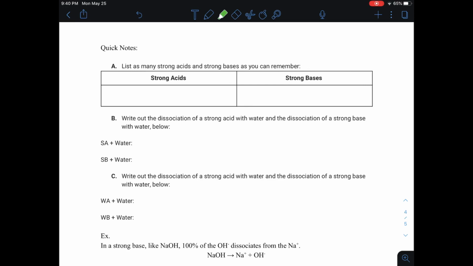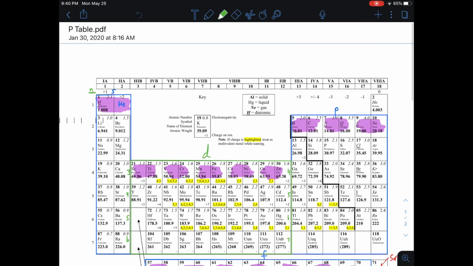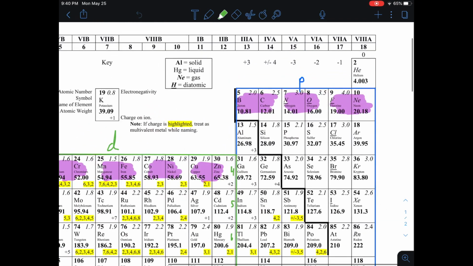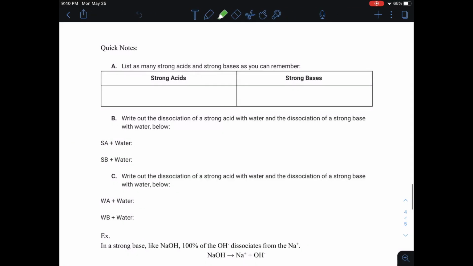As far as strong acids, I don't know if I even have a good way of remembering this. This is just a short list that I tend to remember. But if we look at our periodic table, there's a funny little trick. I don't know if it actually is useful for you, but take these 3 elements and then take these 3 elements. All of our strong acids deal with these elements here: nitrogen, sulfur, chlorine, bromine, iodine. So let's go back and write out the ones that we have.